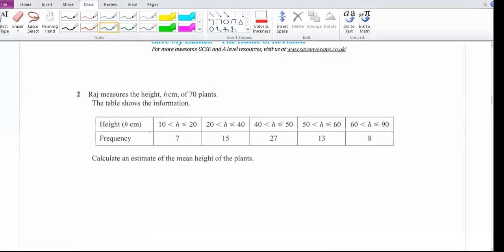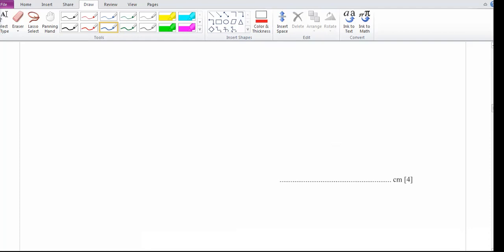Here a table of heights and frequencies is given. Calculate an estimate of the mean height. In our previous class, we learned how to find the mean, so I will not do this question here. If you find any difficulty in calculating the mean, let me know. Simply, you have to find x for each one, and then you will be able to find the mean. So here we are not going for the mean.